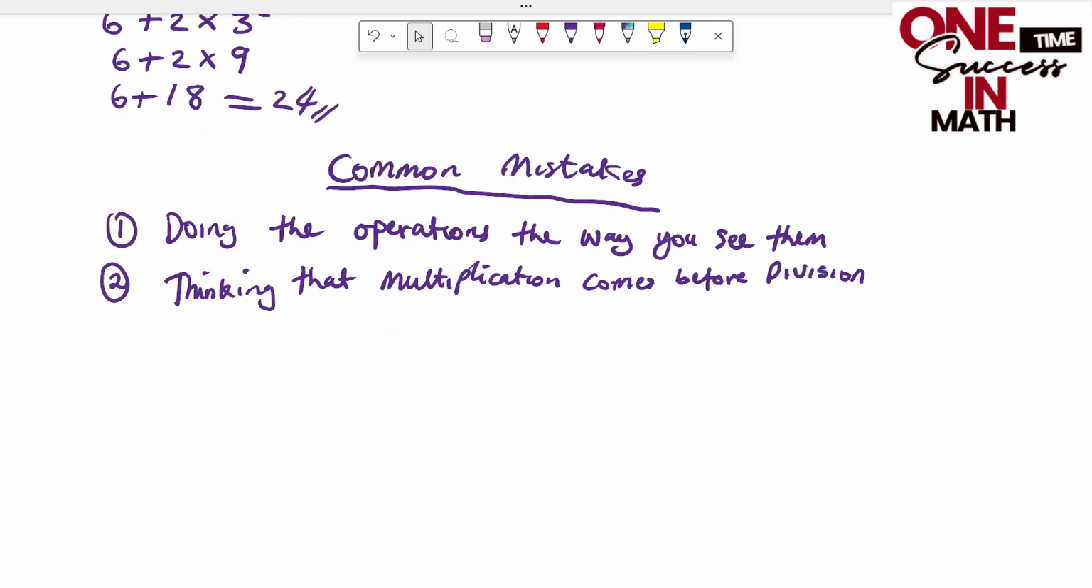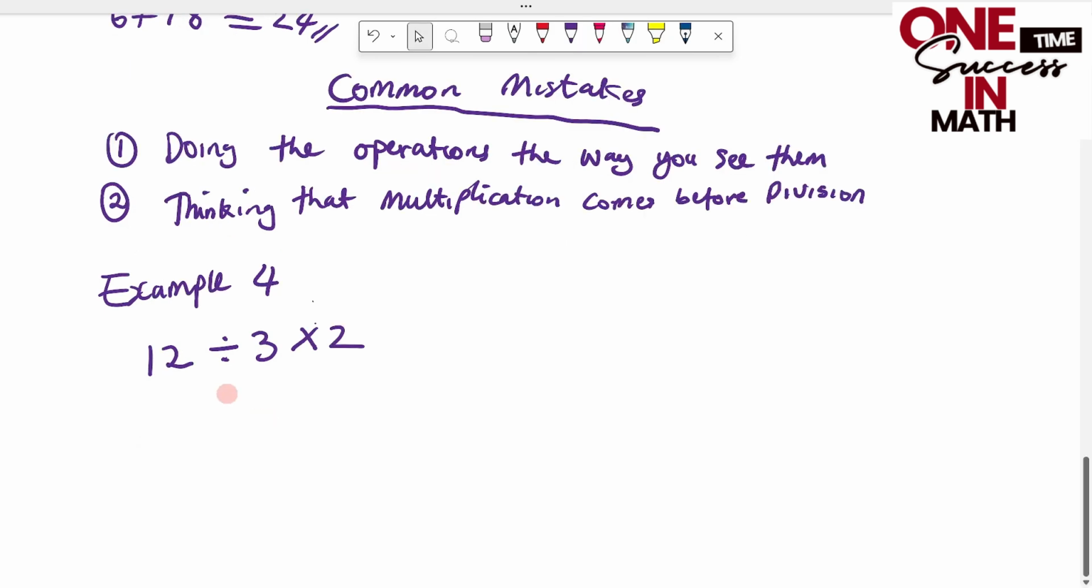Okay, let us clarify the second mistake. Let's use an example number 4. Example 4. If you have a question that has just 2 math operations, let's say division and multiplication. In this case, the question is 12 divided by 3 multiplied by 2. You know, we have the order of operation that we are following, which is PEMDAS, right? But we just have only 2 math operations here, which are division, which is between 12 and 3, and multiplication, which is between 3 and 2. Our PEMDAS from what you've seen said that we should do multiplication first, right?